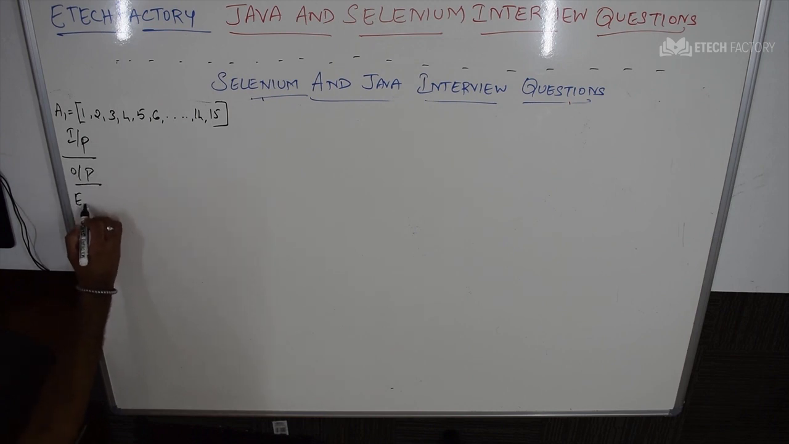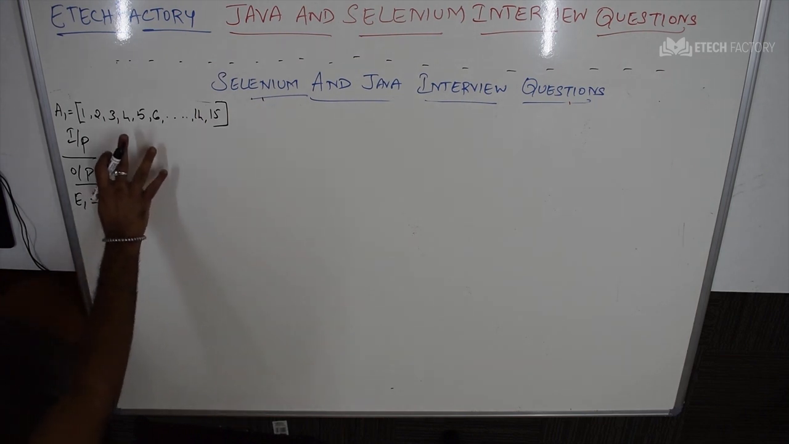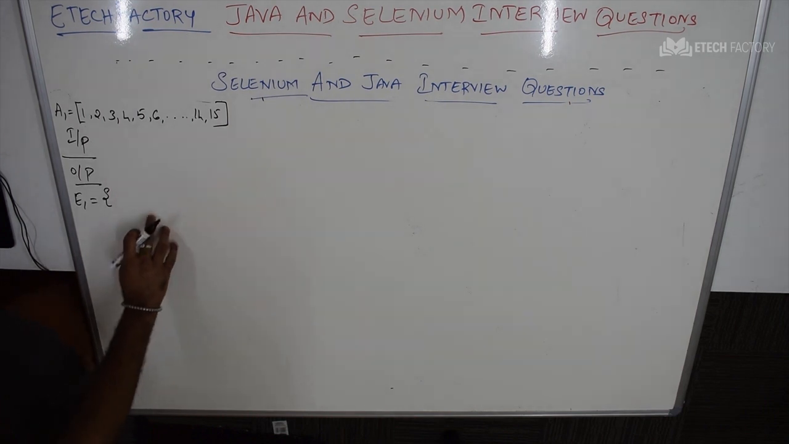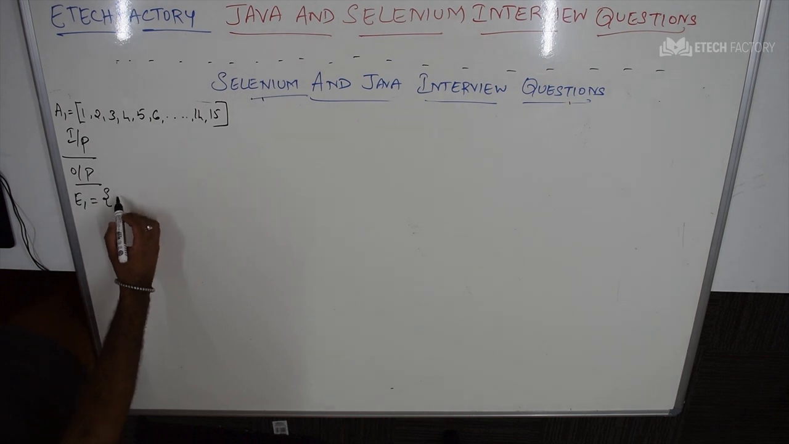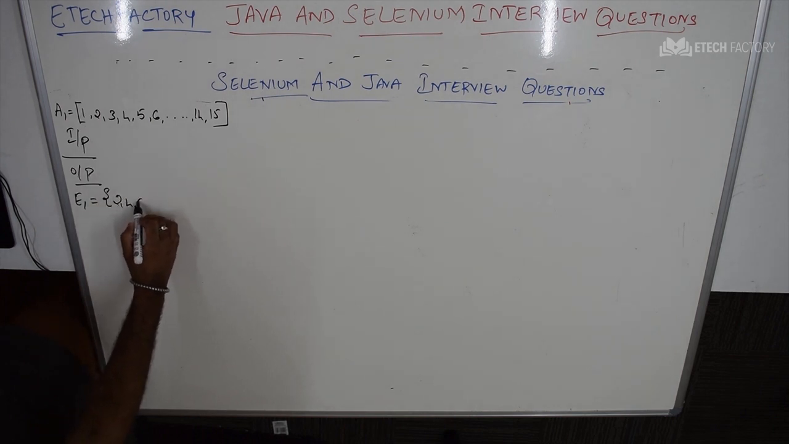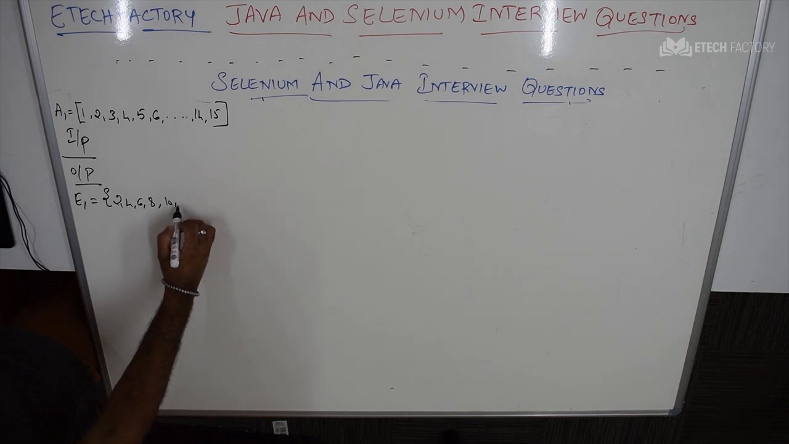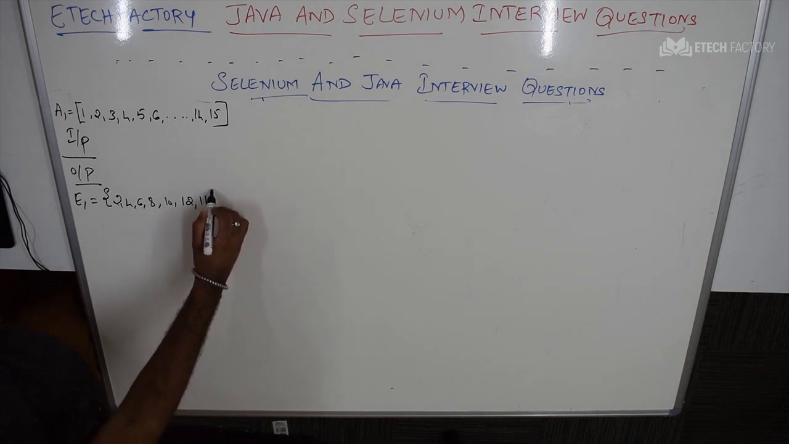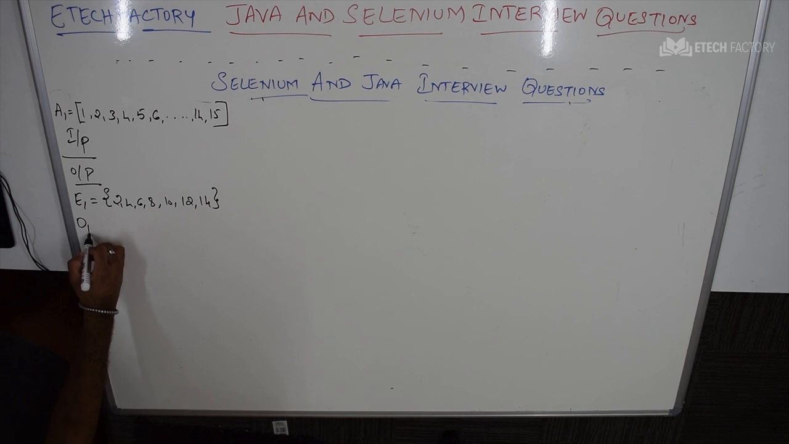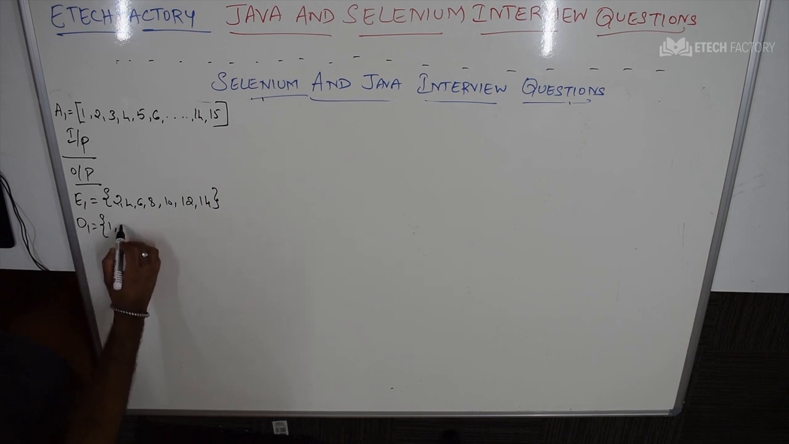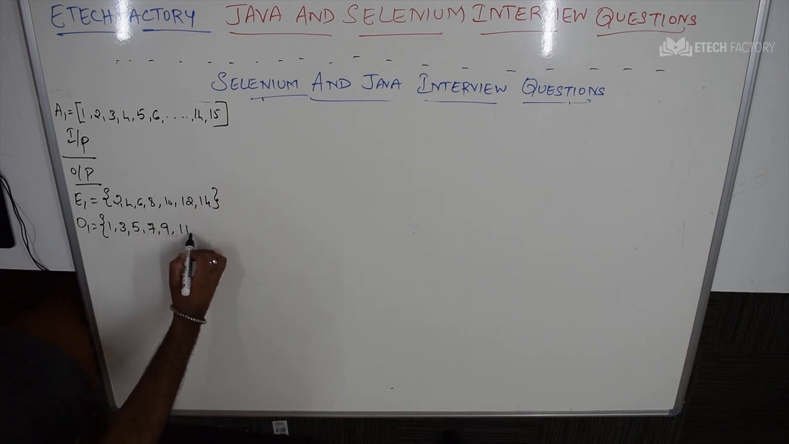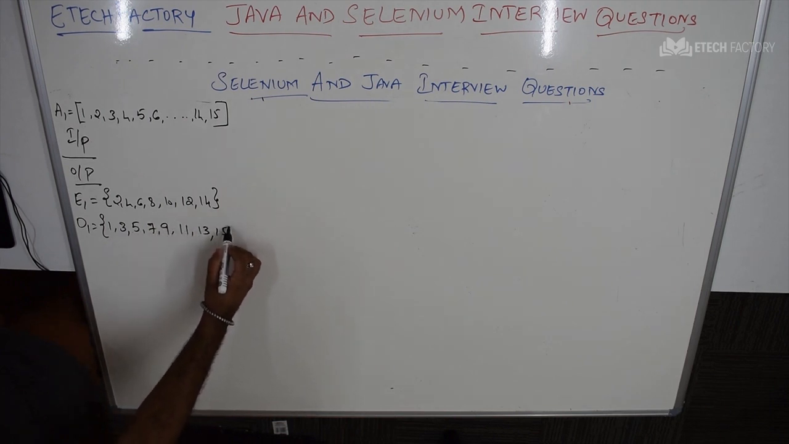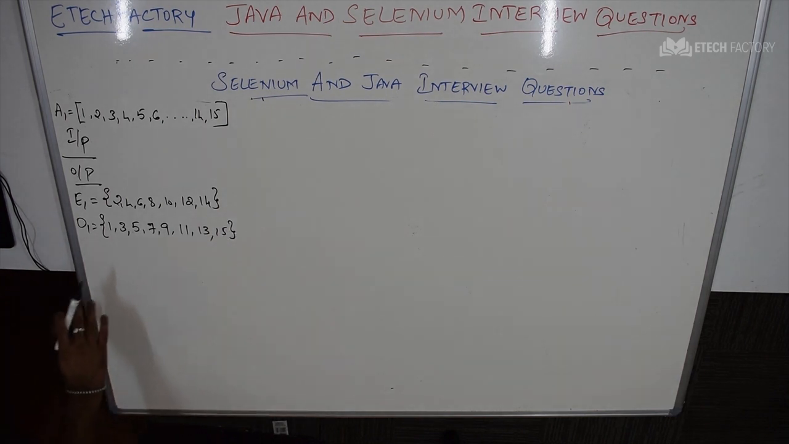Let us take even as an array list, and I want to display these even numbers in an array list, and I want to display the odd numbers in another array list. So even, and the output will be 2, 4, 6, 8, 10, 12, 14, and the odd number array list is going to have 1, 3, 5, 7, 9, 11, 13, 15. This will be my output.